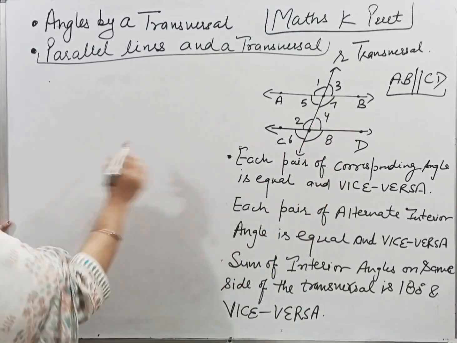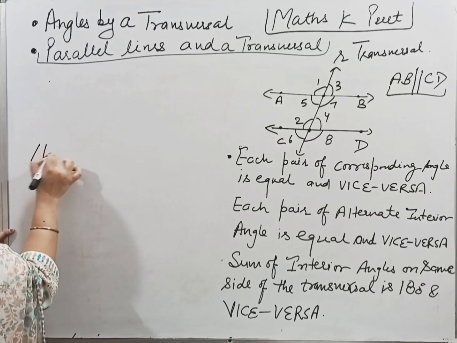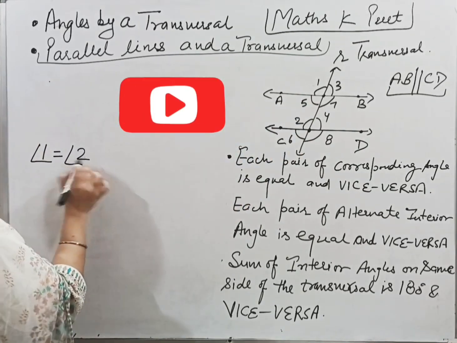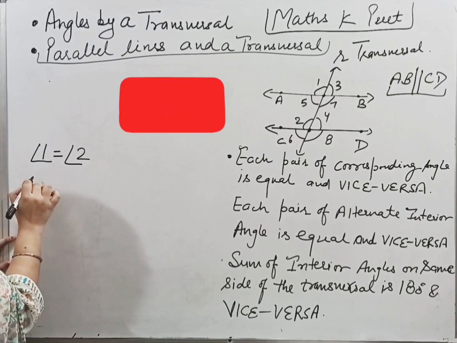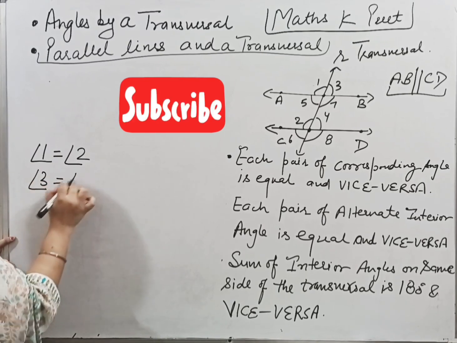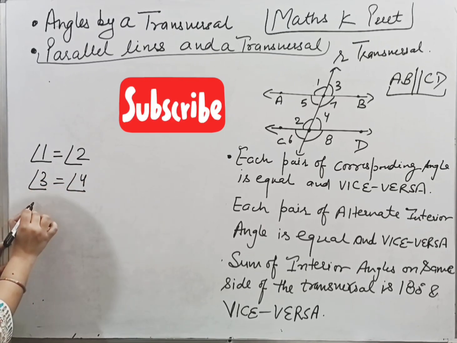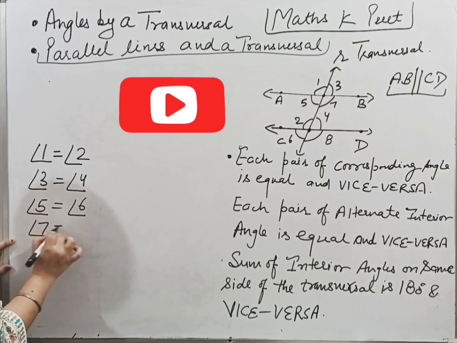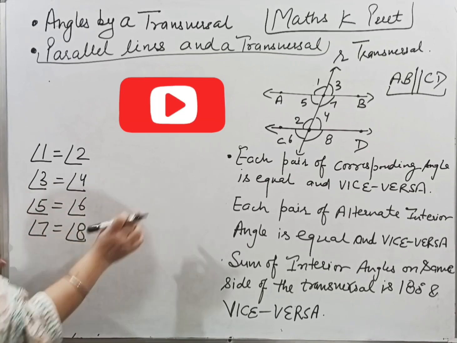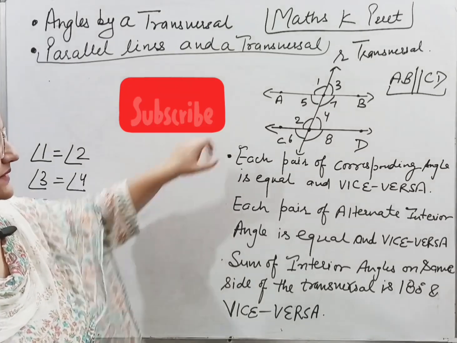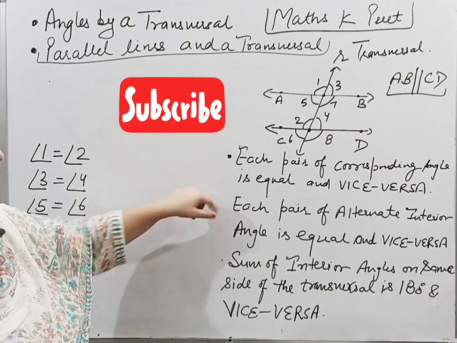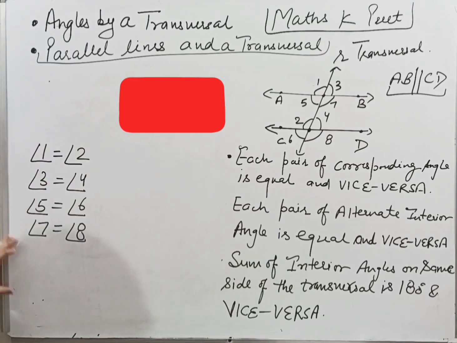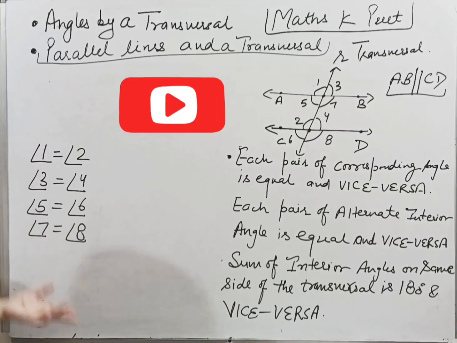So each pair of corresponding angles, meaning angle 1 will be equal to angle 2. This was the pair, so these two angles will be equal. Angle 3 will be equal to angle 4, angle 5 will be equal to 6 and 7 is equal to 8. This is what this result is saying. When the two lines are parallel, each pair of corresponding angles is equal, and vice versa.